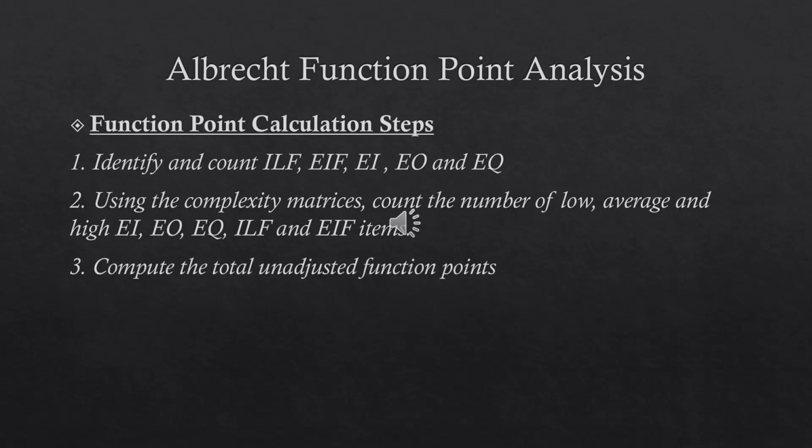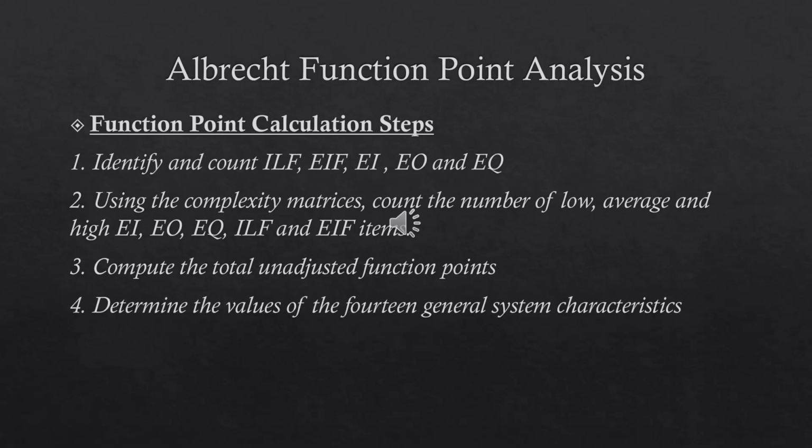The next step is to calculate the UFP. UFP means unadjusted function point. Compute the total unadjusted function point. That is the third step. Then the fourth step is to determine the values of the 14 GSCs. The 14 general system characteristics values are identified. The next step is to sum the total characteristics.